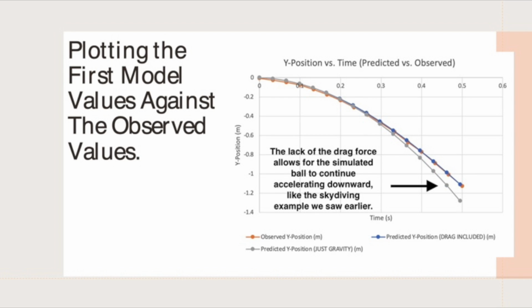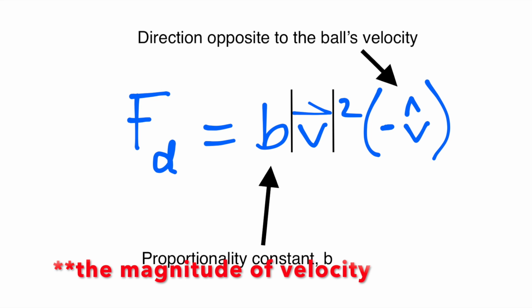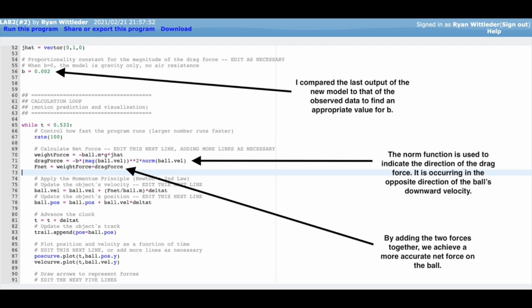In reality, the drag force is acting on the ball in the opposite direction of the gravitational force. The drag force is proportional to the square of the ball's velocity, and thus it increases as the ball's downward velocity increases. Through repeatedly plugging in values, I was able to find that the proportionality constant b held a value of 0.002. By adding the drag force to the net force, which up until then was just the gravitational force, I can more accurately reflect the ball's interactions with its surroundings.